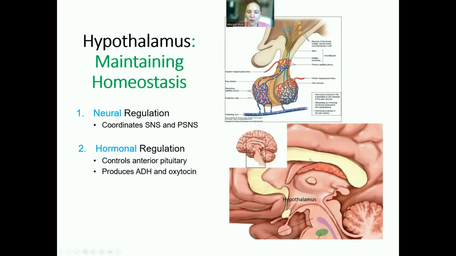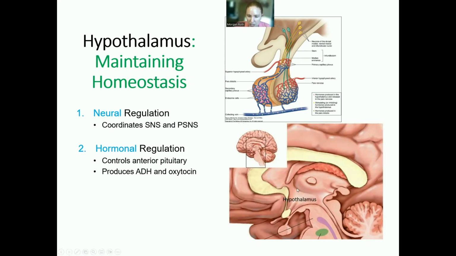The hypothalamus is very important to staying alive because it maintains homeostasis. In physio, we're going to talk about that a lot. Homeostasis is just maintaining an internal environment. It does that by regulating the autonomic nervous system, which includes the sympathetic and parasympathetic nervous systems. It also does it by hormonal regulation as well.